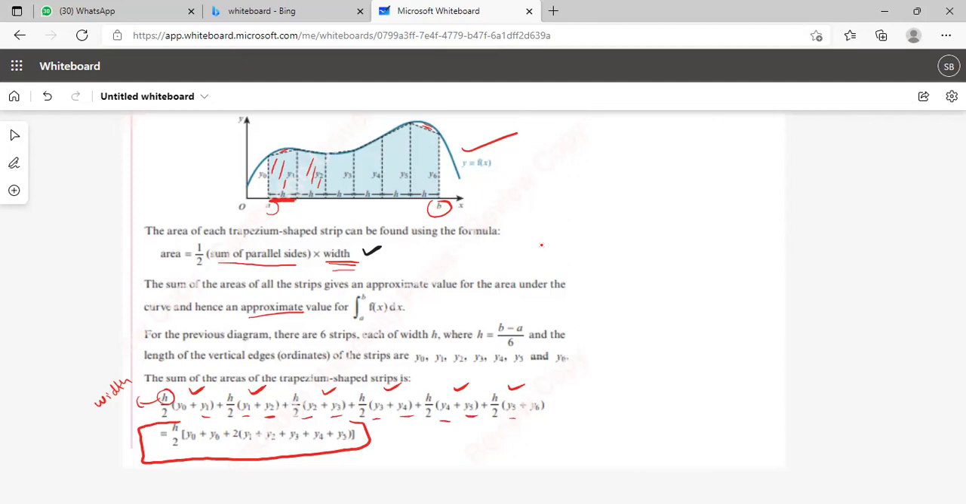And why is it coming two times? Because every side other than the outer boundaries is basically being used twice. It is being shared by two trapeziums. So the final formula would look like this one. y0 and y6 would come once only. But this y1 is coming twice, this y2 is coming twice, this y3 is coming twice, and so on. So we have a 2 over here. And then we have y1 plus y2 plus y3 and so on. It's just a simple simplification. That's it.